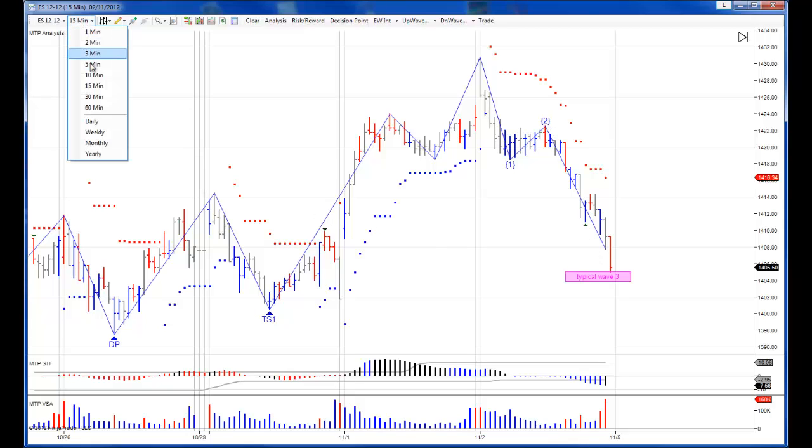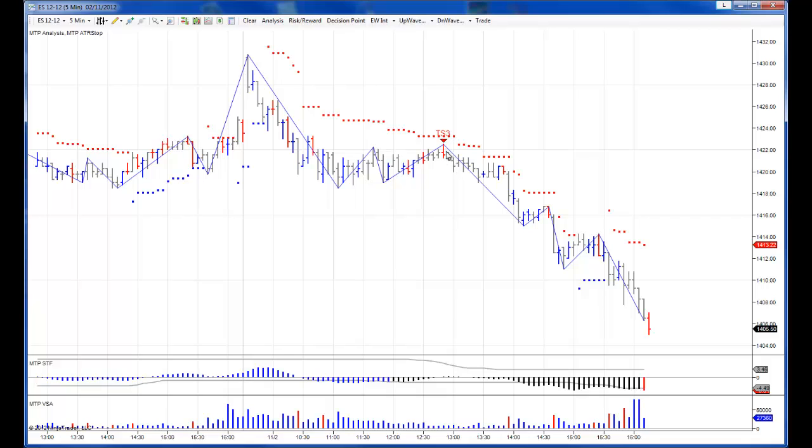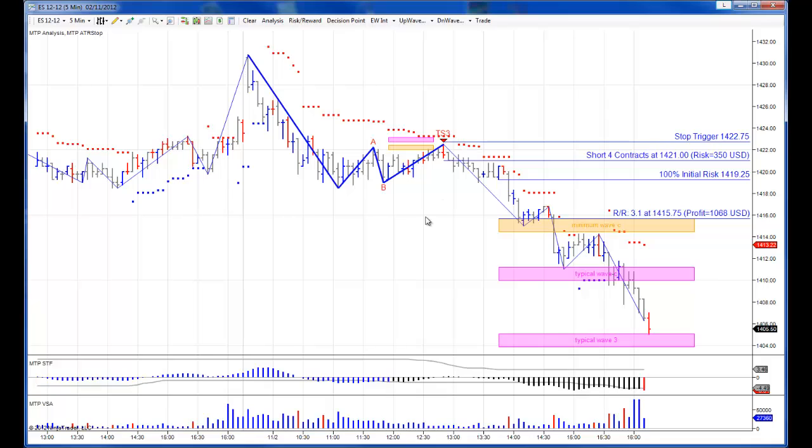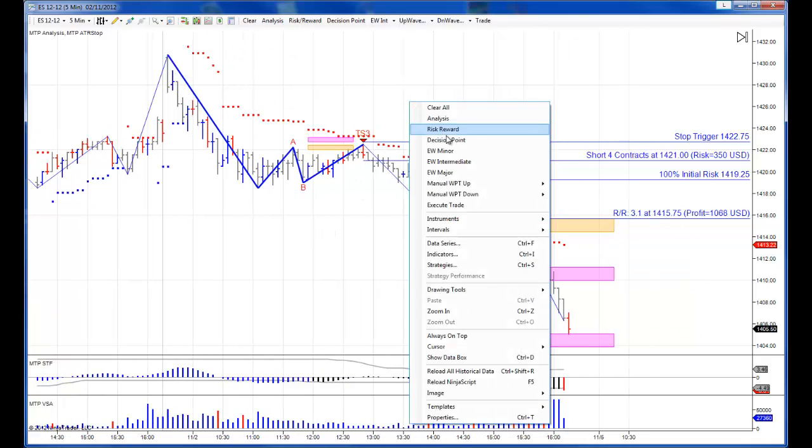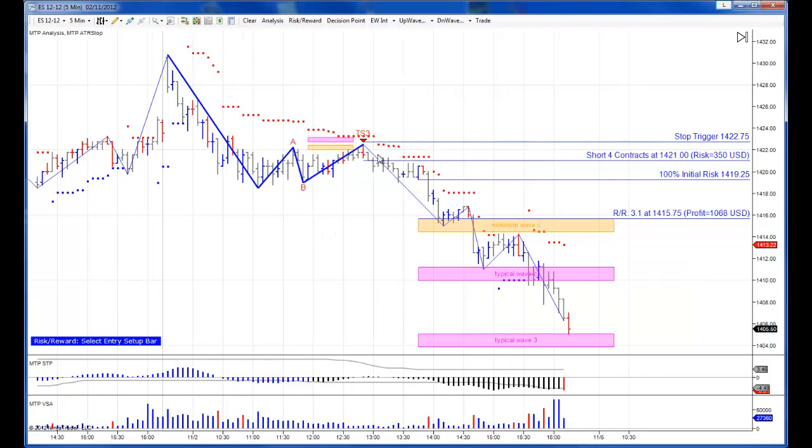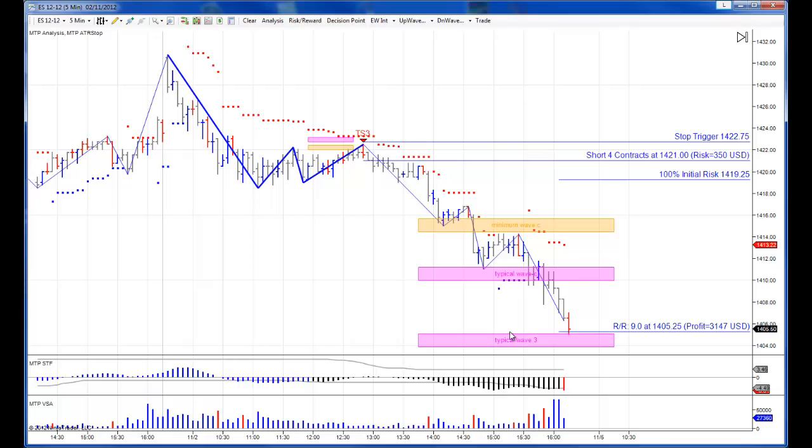And that's exactly what we had on the 5-minute chart here, with our TS3 sell setup coming in and catching the high beautifully, which then set up our trade, but our trade not into the first target, actually into the typical wave 3 target, and the result a very, very nice plus 9R profit.